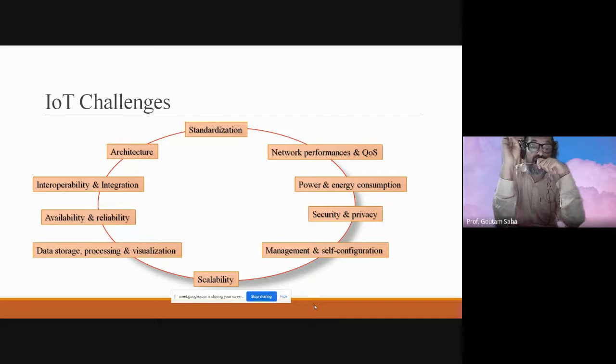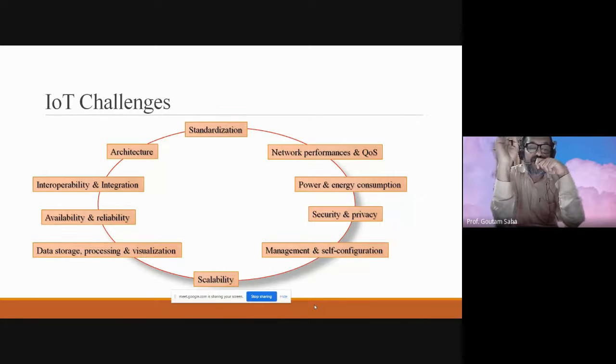Next is interoperability and integration. This is a great problem. What is interoperability? Say in Shillong city, various mobile phones are used from various places. Say somebody has entered from Bangladesh, and he has come with a mobile phone of a different system.